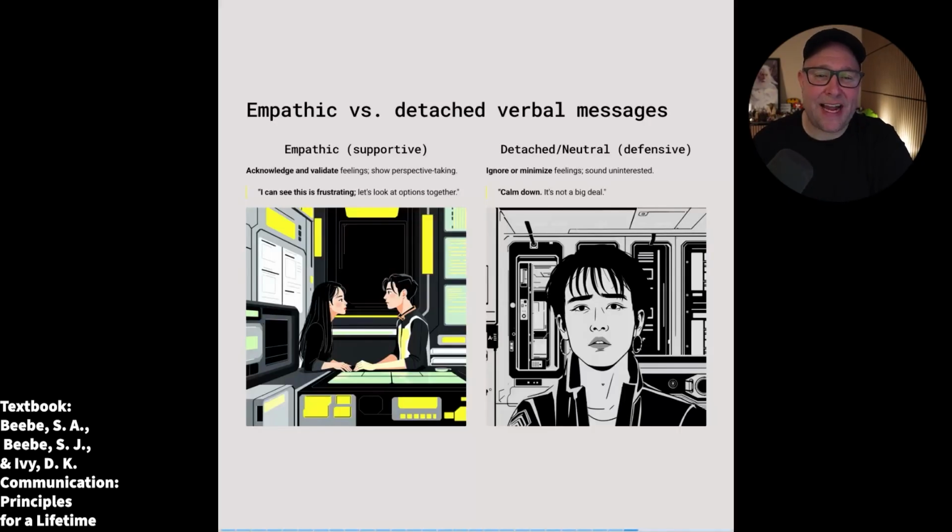Empathetic versus detached verbal messages. Empathetic messages are supportive, whereas detached and neutral messages are more defensive. Empathetic or supportive messages acknowledge and validate feelings, showing perspective taking. For example, I can see this is frustrating. Let's look at options together. Detached or neutral can come across as defensive because they often ignore or minimize feelings and sound uninterested. For example, calm down, it's not a big deal.